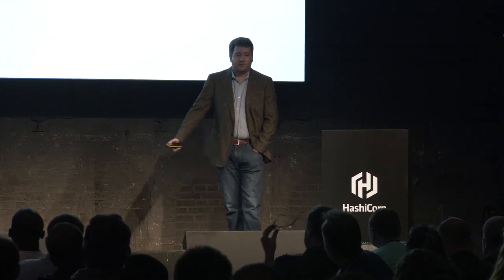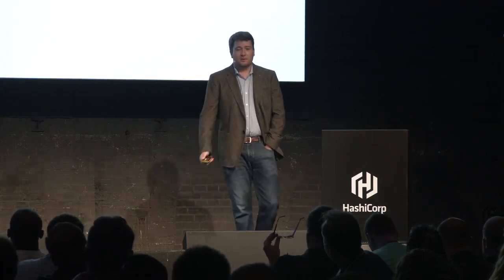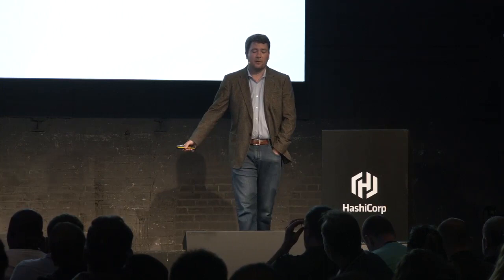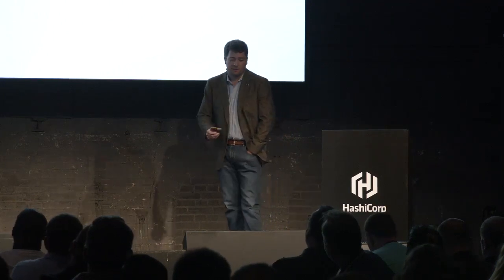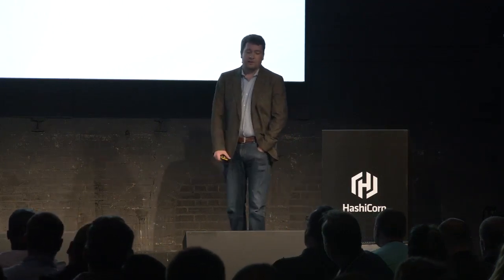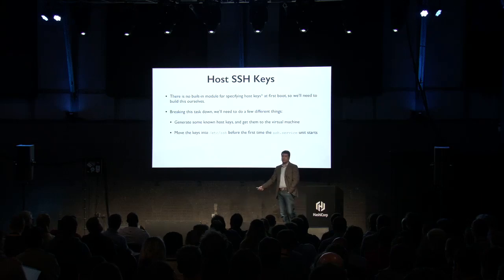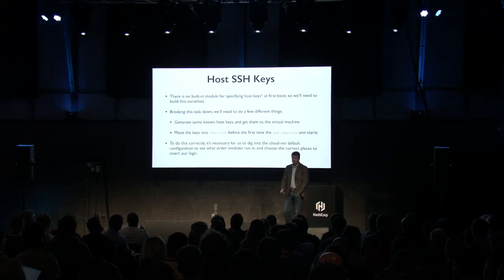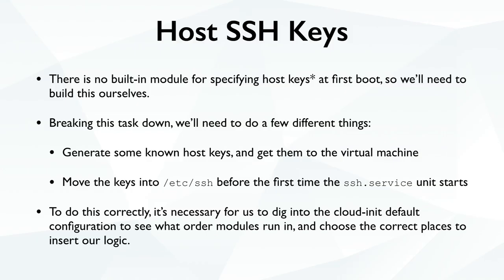So we need to build it ourselves. Breaking this down, we need to do a couple of different things. Right? We need to generate some known host keys and get them to the virtual machine. We'll need to move the keys into /etc/ssh before the server starts. Right? Otherwise, it will complain that it doesn't have any, or worse, go and generate some of its own. So to do that, we need to know where in the CloudInit process we can hook to get all this logic in place.